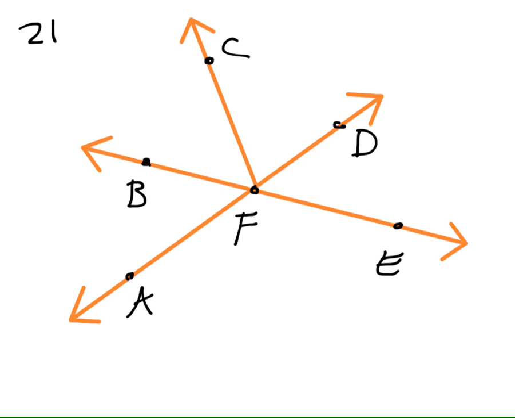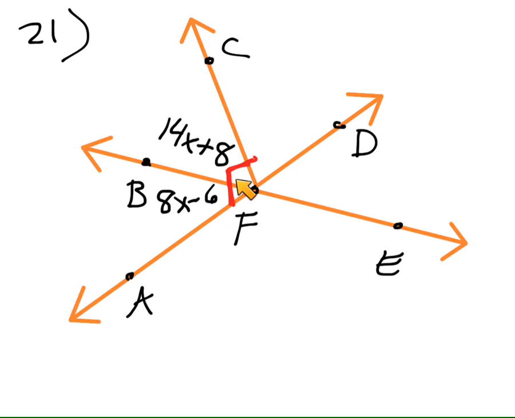Problem 21 says AFB, so AFB, this angle right here, is 8x minus 6. And BFC, this angle right here, is 14x plus 8. Find the value of x so that AFC is a right angle. That's AFC, right?